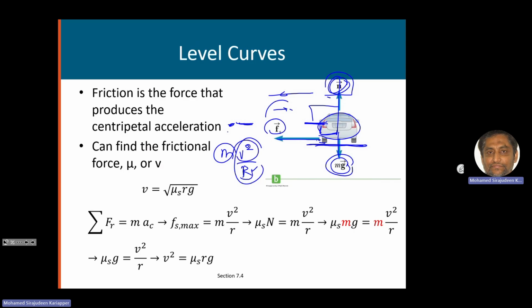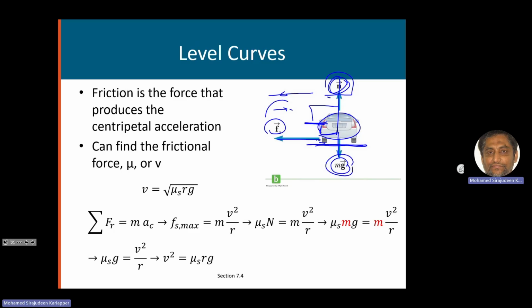Similarly with the speed. If the speed is big, we need a big force because the acceleration becomes big. If the speed is small, maybe you'll be able to make the curve even if the force is not that great. So this is why, when you try to take a curve on a level flat road, you should look at how much friction you have between the tire and the road. Otherwise, we'll be in trouble.